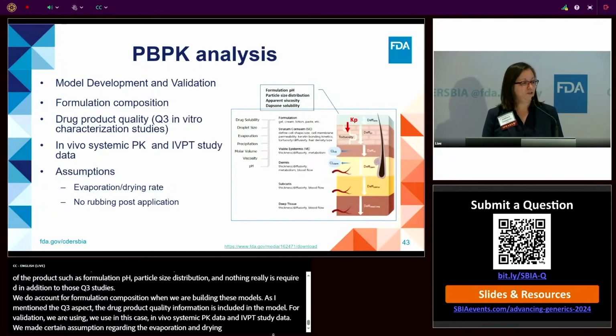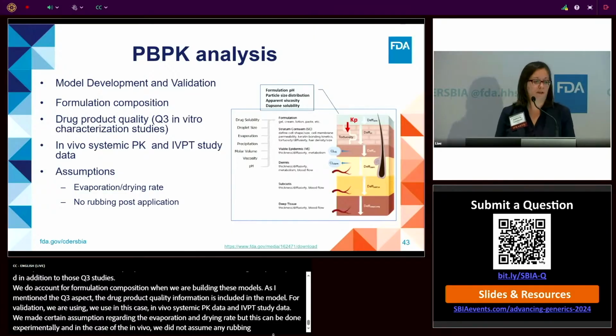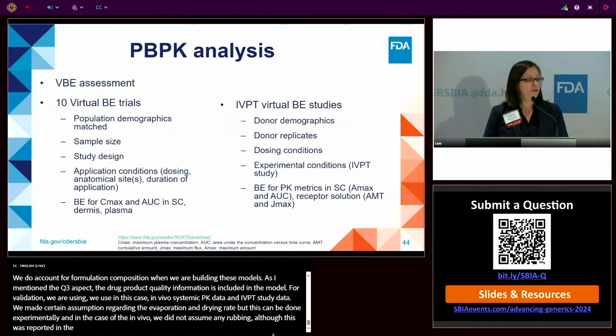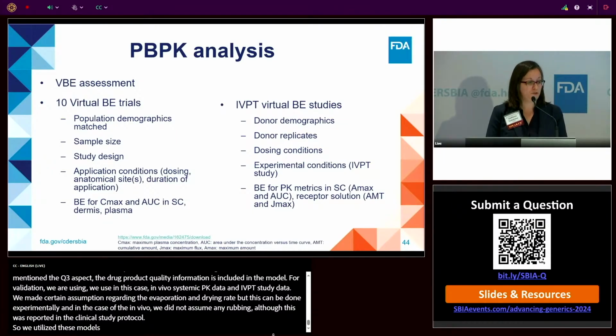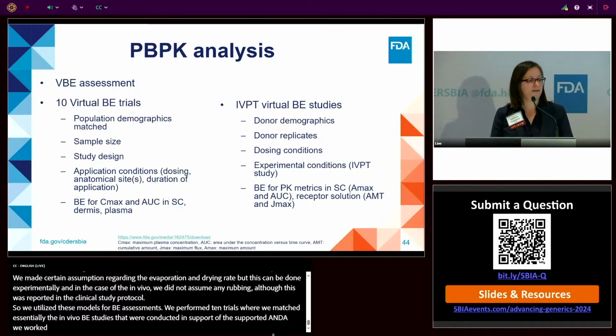And in the case of the in vivo application, we did not assume any rubbing, although this was reported in the clinical study protocols. So we utilized these models for VBE assessments. We performed 10 virtual BE trials where we essentially matched the in vivo BE studies that were conducted in support of the approved ANDAs we worked with. And we assessed bioequivalence virtually for Cmax and AUC in the stratum corneum, the dermis, and the plasma.